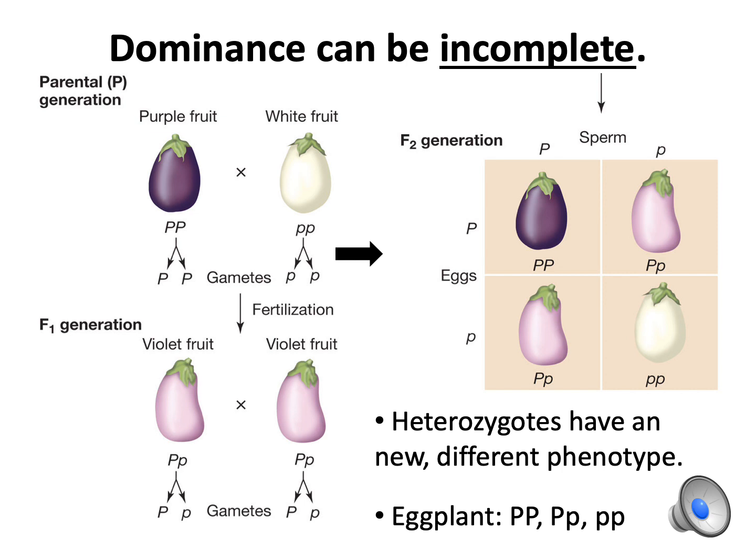So the key thing here, when you see an example of incomplete dominance, you should expect to see the genotype ratios matching the phenotype ratios because each genotype has a different phenotype.